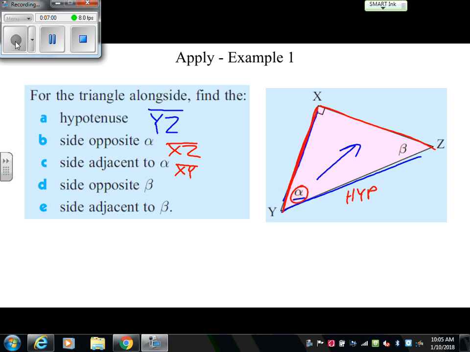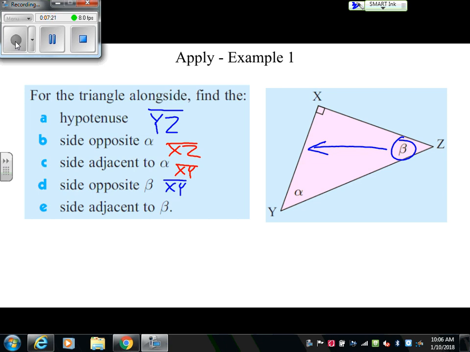All right, now I'm going to clean this up a little bit because we're going to look at beta. So we're switching angles that we're talking about, circling beta here. And now we want the side that's opposite beta. Again, so not touching it, but across from it. And so that is going to be XY. And then finally, the one that's adjacent to beta. Well, again, there's two sides that are next to it, but one is already the hypotenuse. And so we're looking for the leg, and that's going to be this XZ right here.